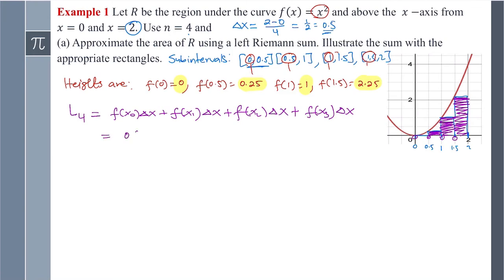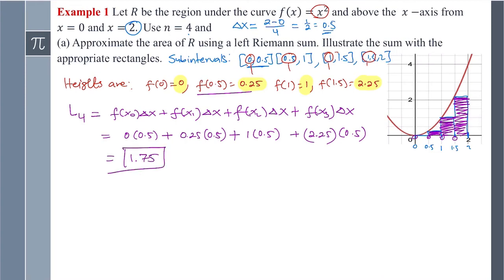So this is 0 times 0.5. f of x1 is 0.25 times 0.5. f of x2 is 1 times 0.5, plus 2.25 times 0.5. And when we put this into the calculator, we get 1.75.